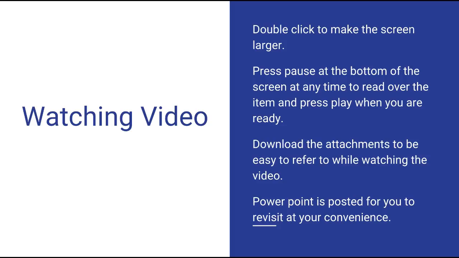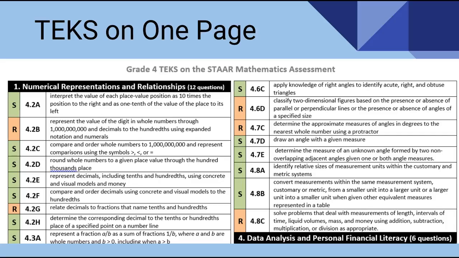As you're watching this video, you may want to double-click on the icon to make the screen larger so that you can see the small print of the items that we're going to go over. Also, at any time, press pause at the bottom of the screen so that you can look over the item, and then press play when you're ready to begin again. You may want to download the attachments so that you can refer to them as we go through the video. The PowerPoint will be posted for you so that you can revisit some of these items at your convenience.